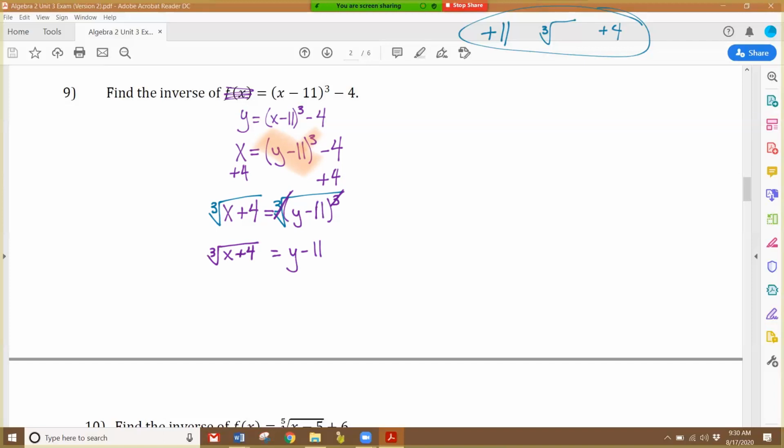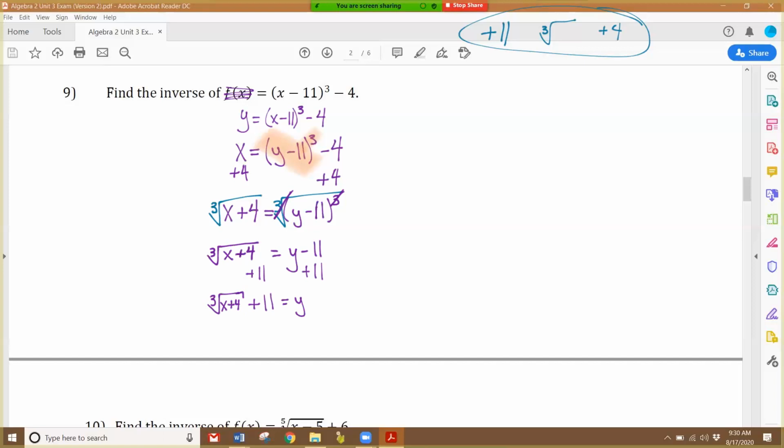We're almost done. We've almost got y by itself. Now we need to get rid of that -11. So we're going to add 11 to both sides. So the cube root of x plus 4, plus 11. Notice that 11 cannot be put underneath the cube root. So it can't get put underneath here. That cube root's protecting that x plus 4.